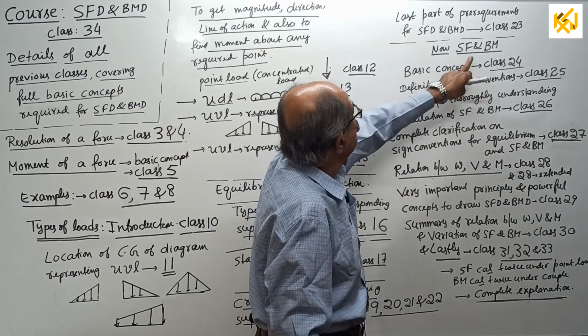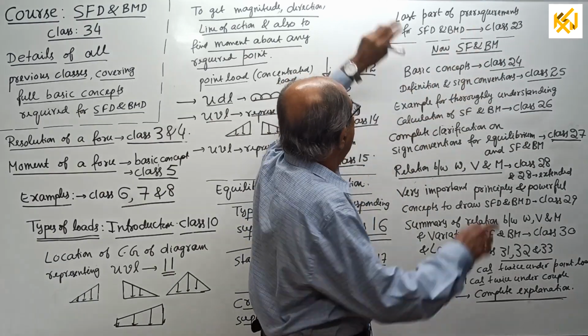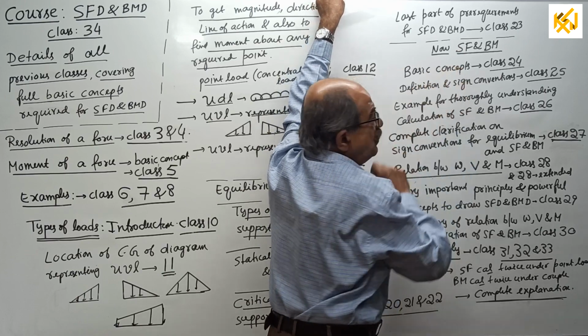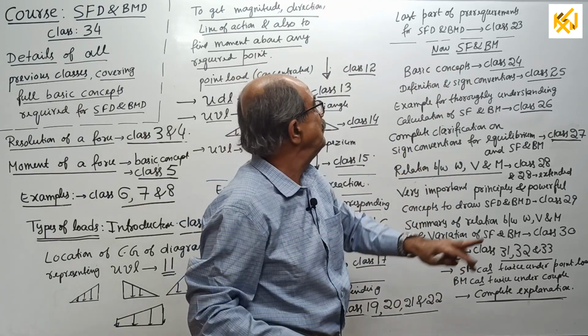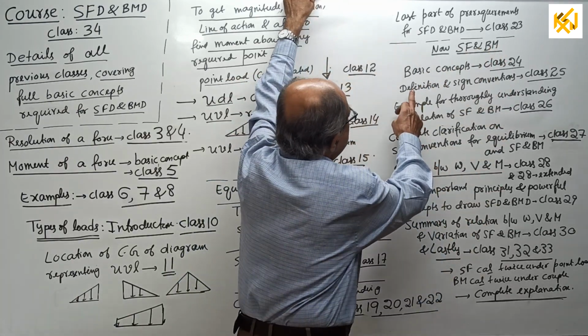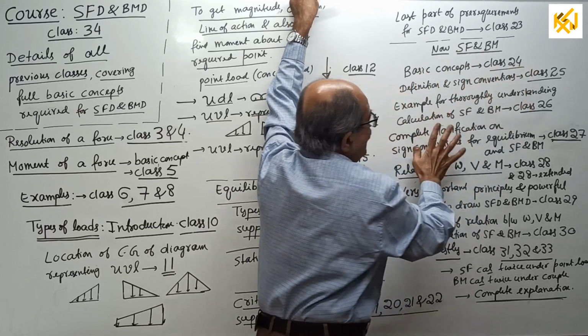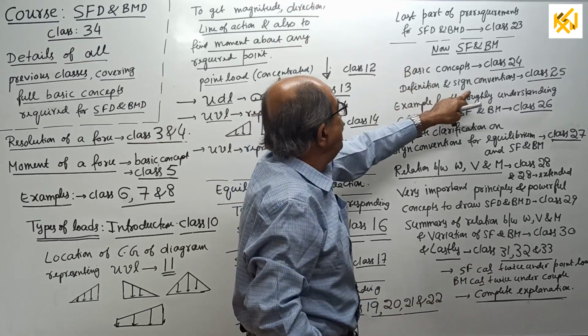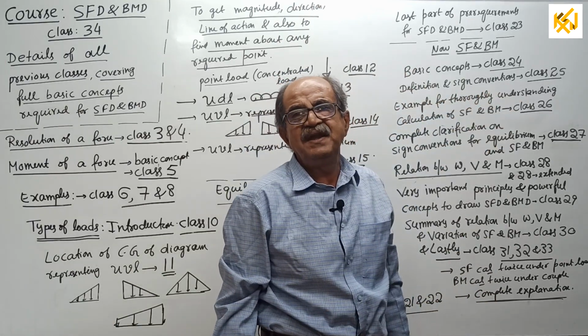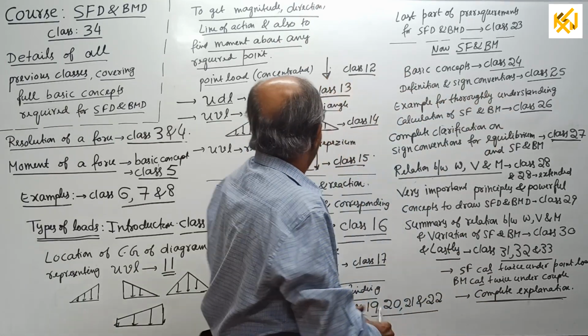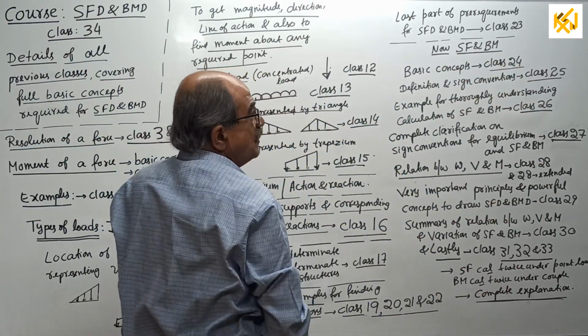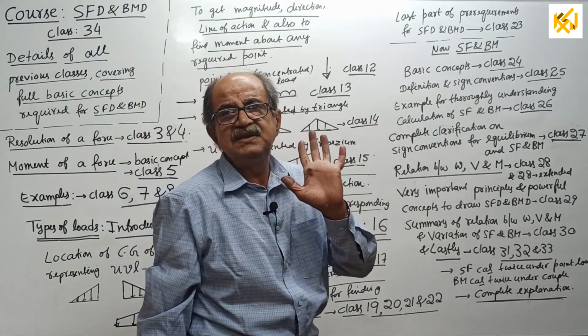Now suddenly come to SF and BM. What is the basic concept? What is SF and what is BM? Class 24, with the definition and sign conventions, class 25. See, I first thought of underlining something and telling it is important. Then I decided, no, everything is important. Not one single thing is to be missed.